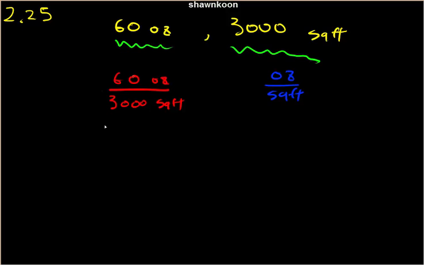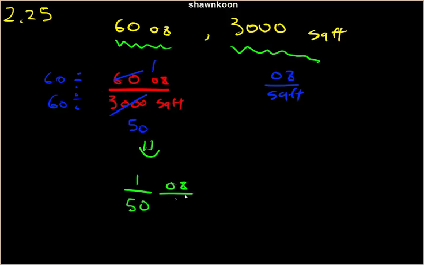So 60 and 3,000, I can divide by 60, right? Okay, so 60 goes into 60 once, 60 goes into 3,000 what? 50 times, right? So we can just rewrite this as 1 over 50 ounce per square feet. But they don't want a fraction in their answer, so which means we have to change that to decimals.